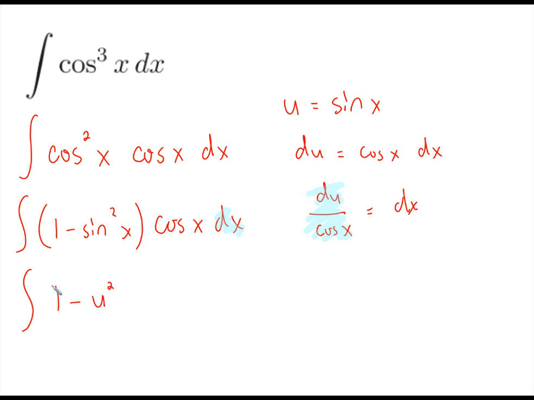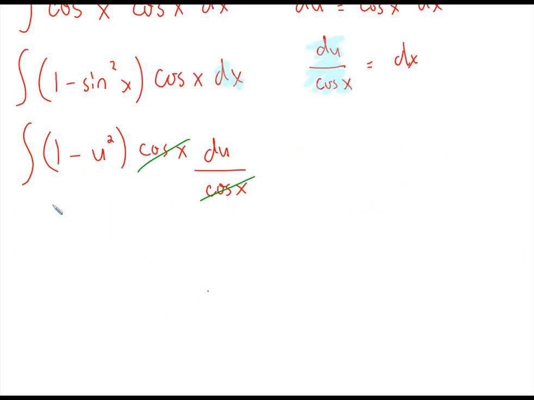And then we have times cosine x, and then instead of dx, we have du over cosine x. And we see that these cosines are going to cancel each other, which is what we want. We got rid of everything that has an x. So now we're going to integrate 1 minus u squared du. And this fits our integration table.